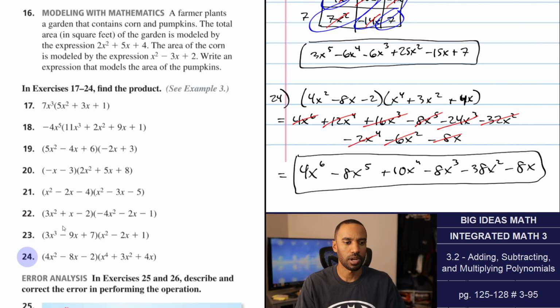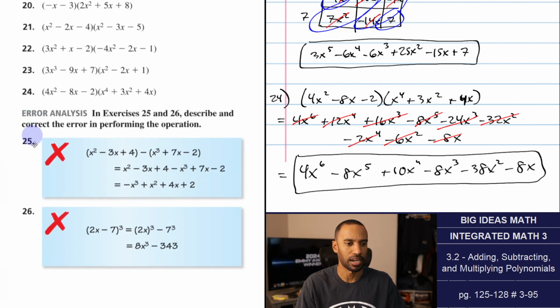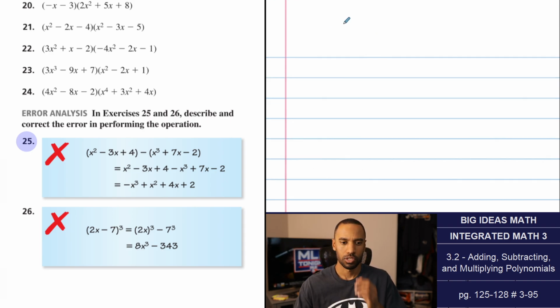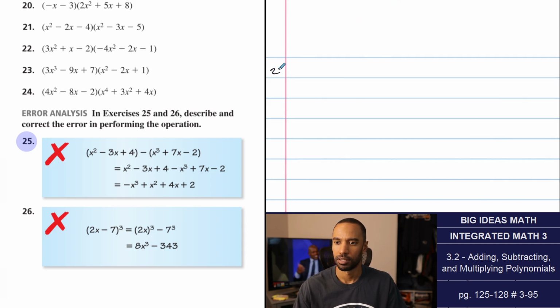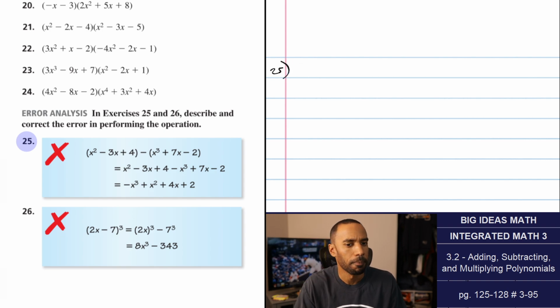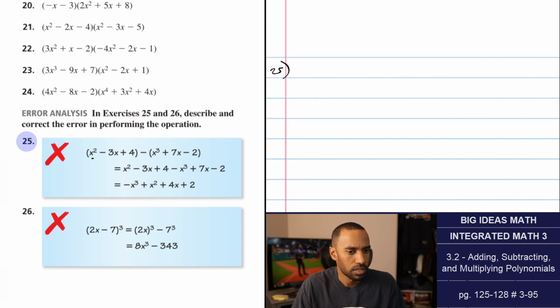All right, let's go to numbers 25 and 26 on error analysis. The first one is a subtraction sort. So let's correct the error. Let's see how often students make this error. This is good. This is bad. What they did here, they did not distribute the negative. This negative only applied right there, and it didn't distribute the rest of the way.